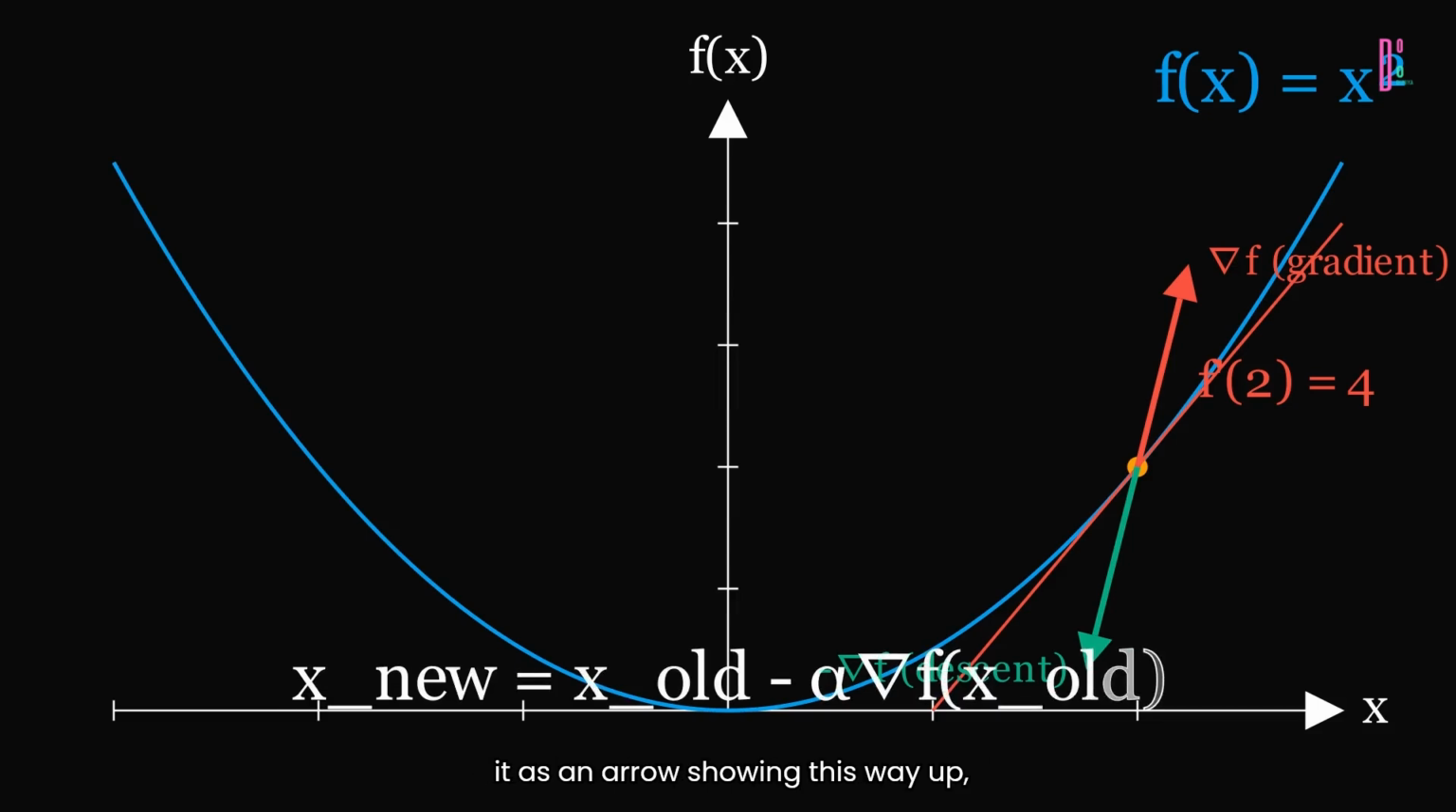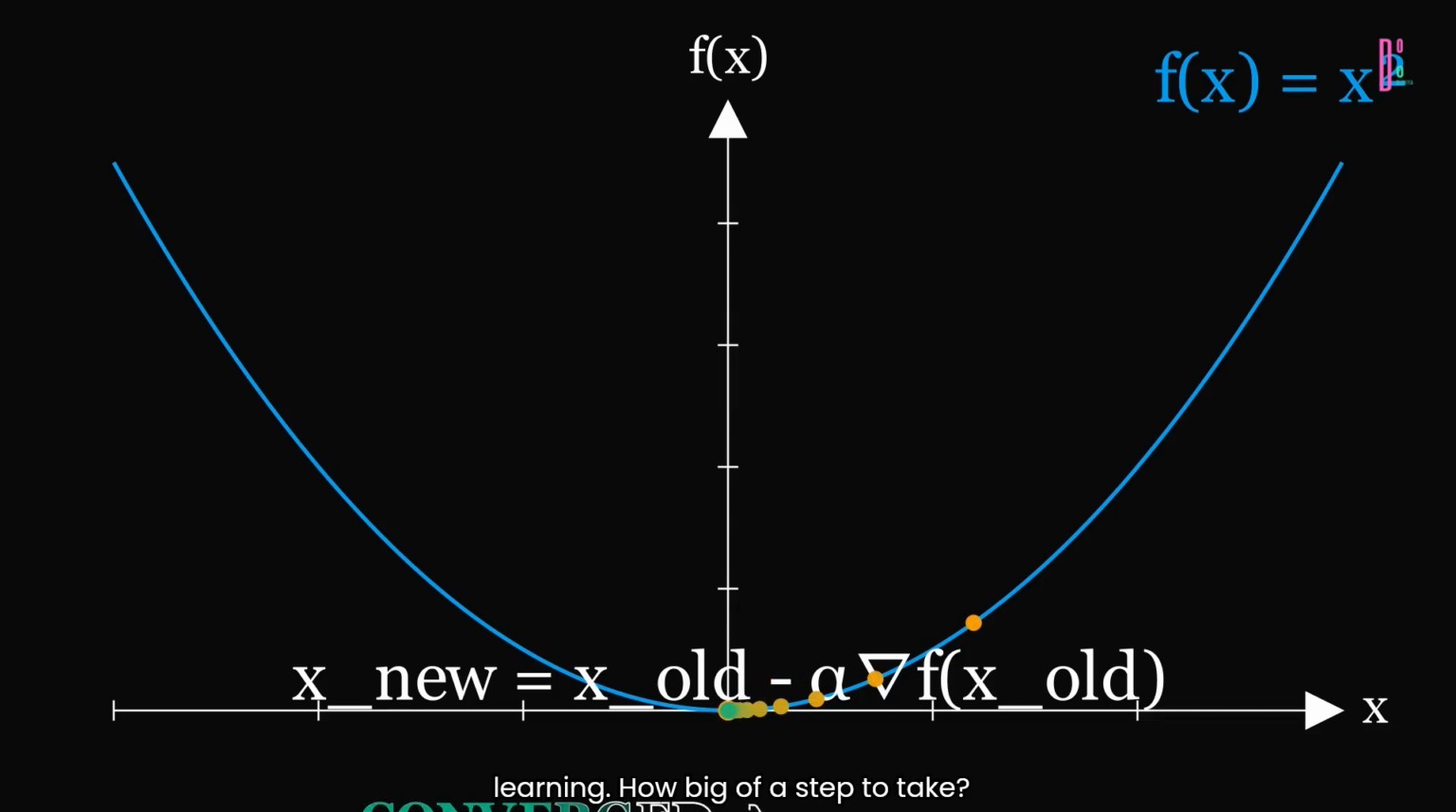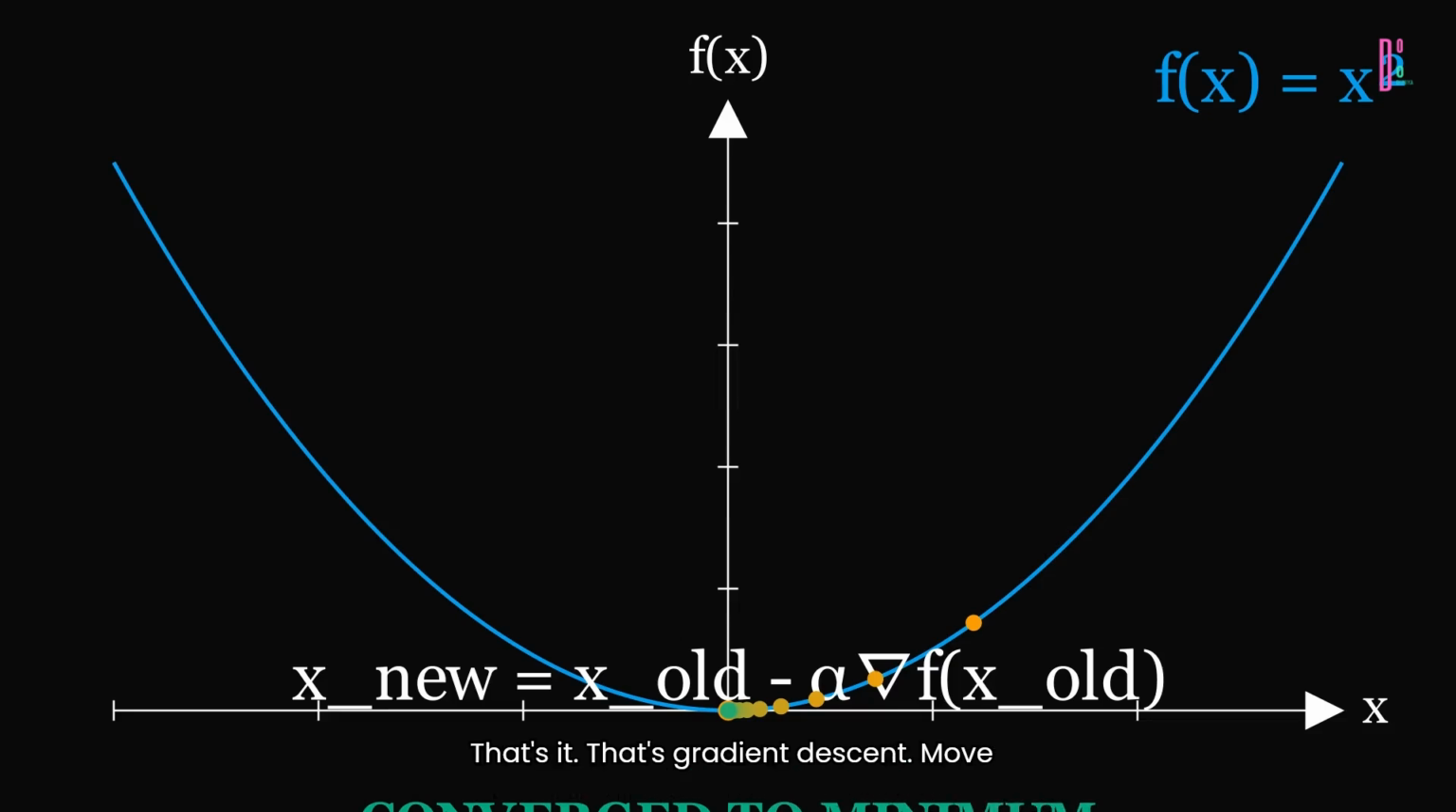Think of it as an arrow showing this way up, but we want to go down, so we do the opposite. Subtract the gradient. The formula is x new equals x old minus learning rate times gradient. 3 components. Current position x, the gradient, which way is up, and the learning rate, how big of a step to take. That's it, that's gradient descent. Move opposite to the gradient, repeat until you reach the bottom.